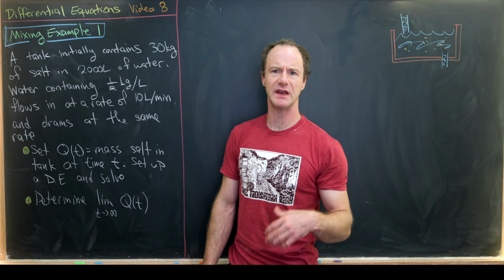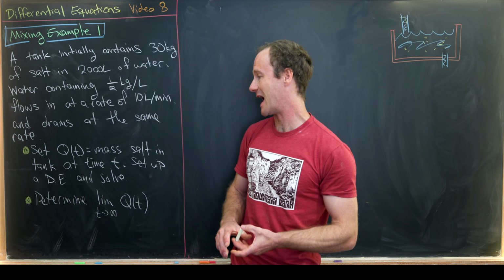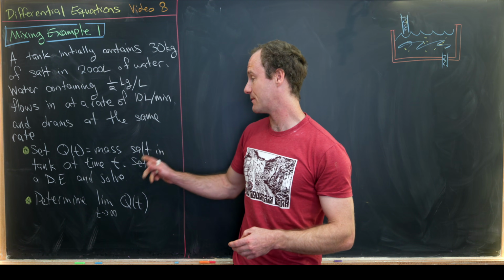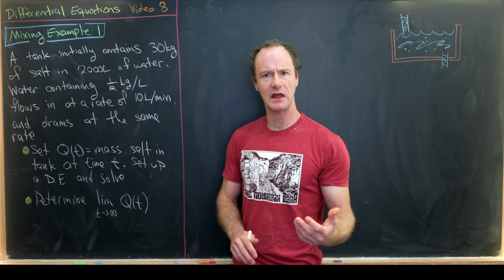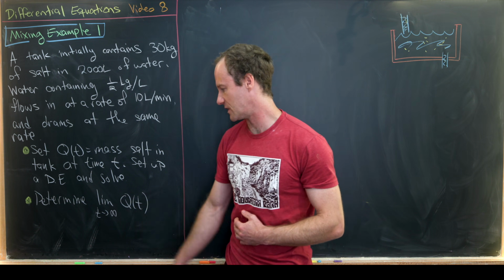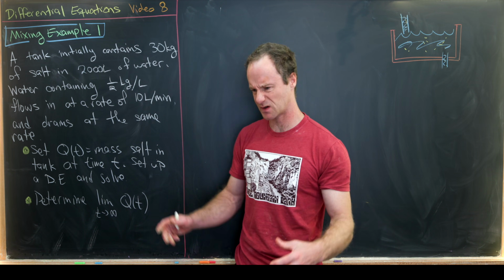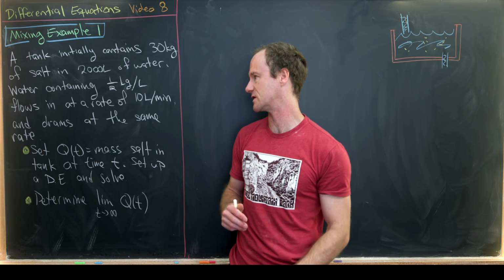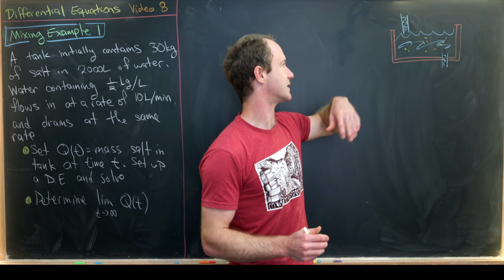So our first goal will be to introduce some notation. So we'll set Q of T equal to the mass of the salt in the tank at time T, and then set up a differential equation for Q and solve it. And then our last goal will be to determine the limit as T goes to infinity of Q of T. So that would be some sort of steady state amount of salt in the tank after this whole system's been running for a while. Okay, so I've got a little picture of what's going on here.